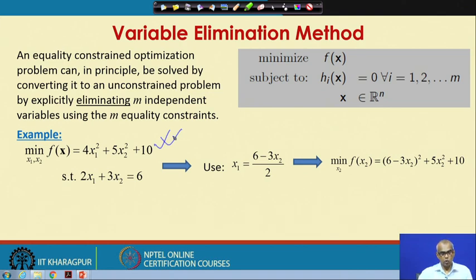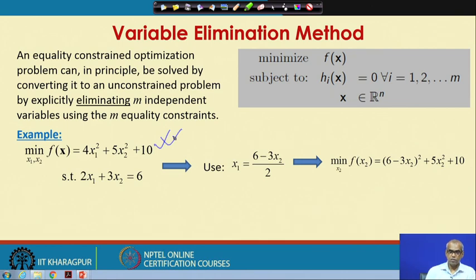You can readily conclude that the unconstrained minimum is x1 equal to 0 and x2 equal to 0, because in that case the function value is 0 plus 10 equal to 10. For all other values of x1 and x2, the function value will be more than 10. So, this is for the unconstrained objective function, but you have a constraint 2x1 plus 3x2 equal to 6. So, x1 equal to 0, x2 equal to 0 will not be the optimal solution.